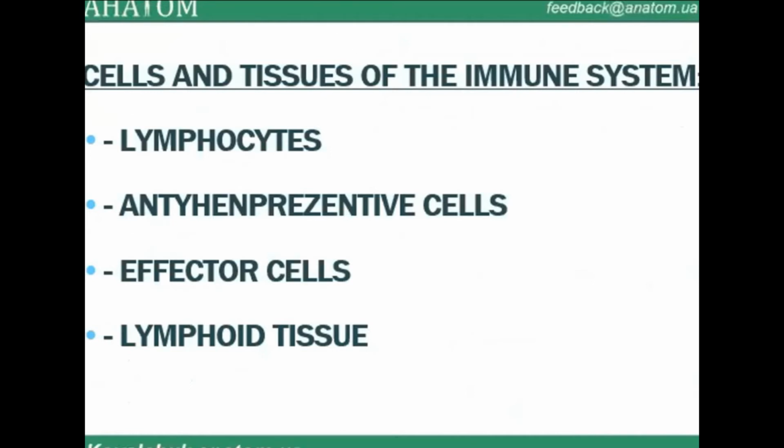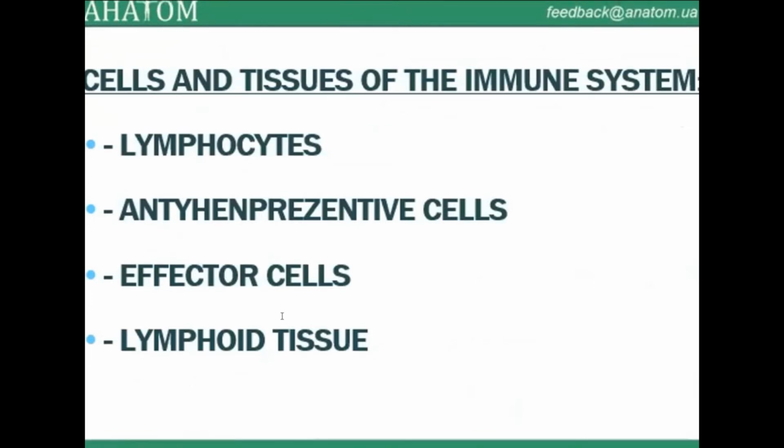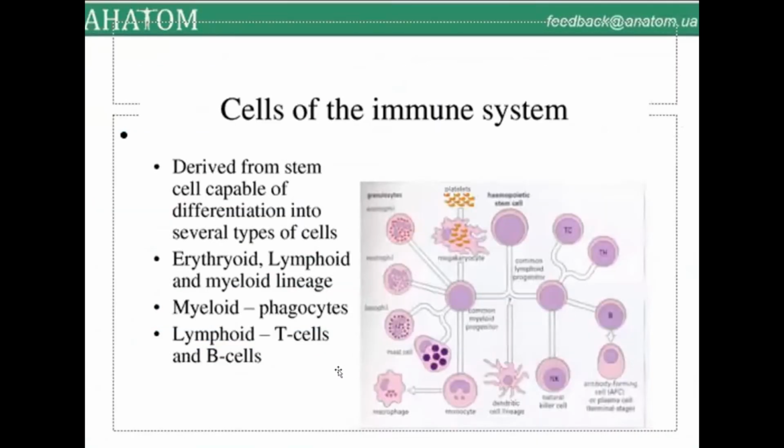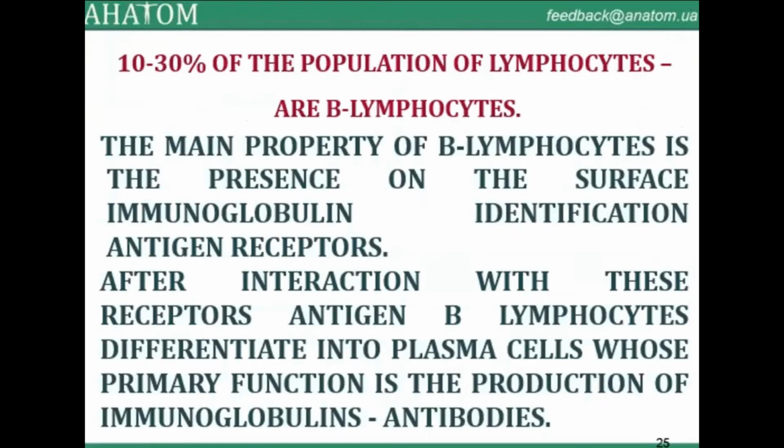Cells and tissue of the immune system are lymphocytes, antigen presenting cells, effector cells, and lymphoid tissue, and the different cells in the immune system are myeloid, lymphoid, T cells, and B cells. 10 to 30% of the lymphocyte population are B lymphocytes. The main property of B lymphocytes is the presence of surface immunoglobulin antigen receptors. After interaction of the receptors with antigen, B lymphocytes differentiate into plasma cells, whose primary function is the production of immunoglobulins.